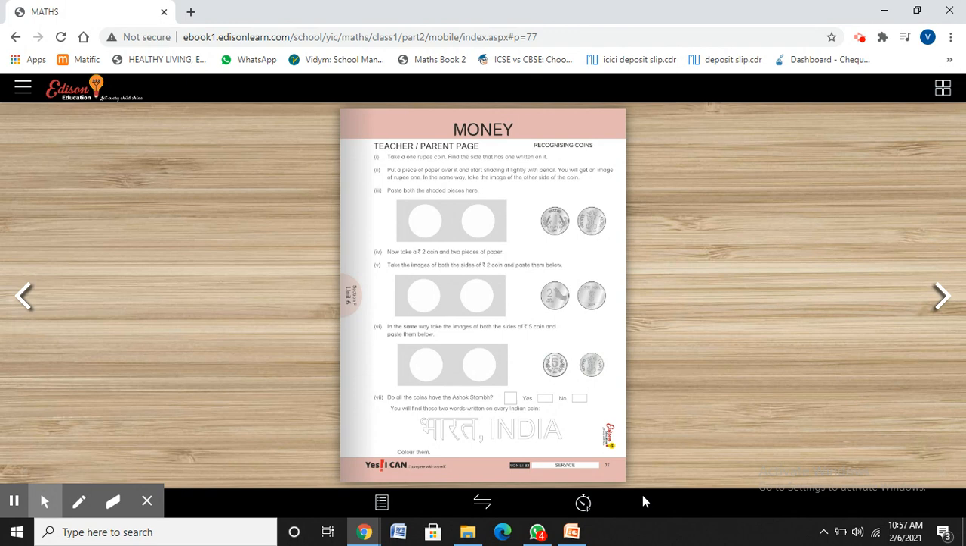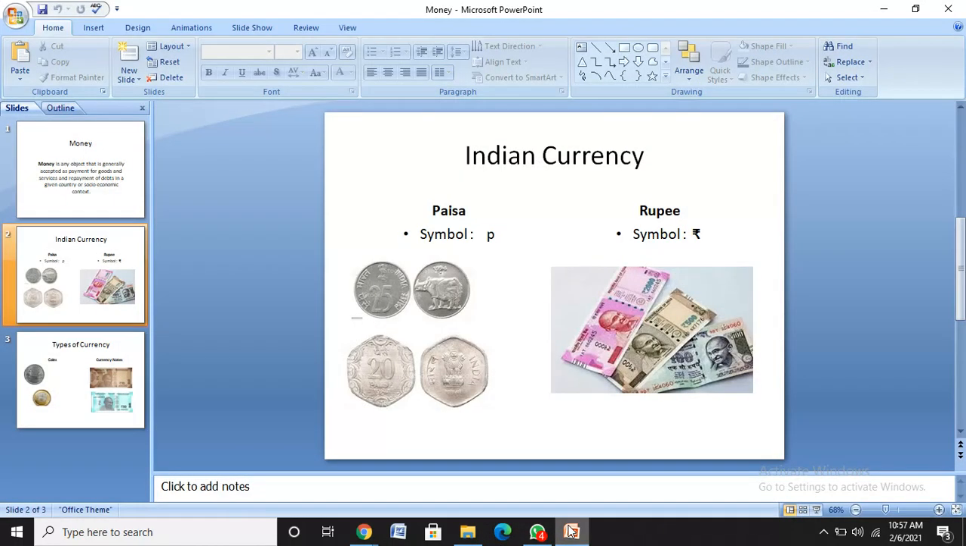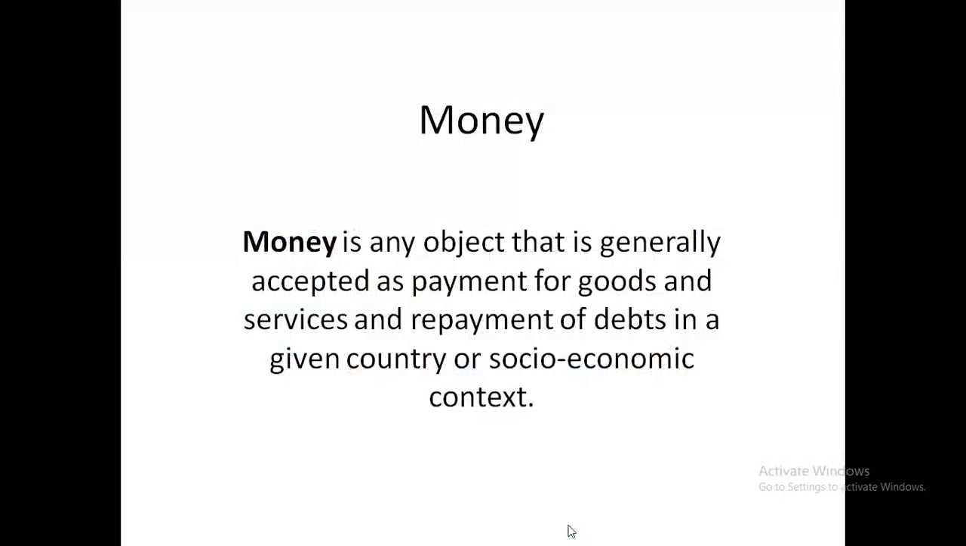Today we are going to finish our Unit 6, that is money. Before completing the word problems, let's revise what is money. Can you give me the definition of money? Money is any object that is generally accepted as a payment for goods and services.